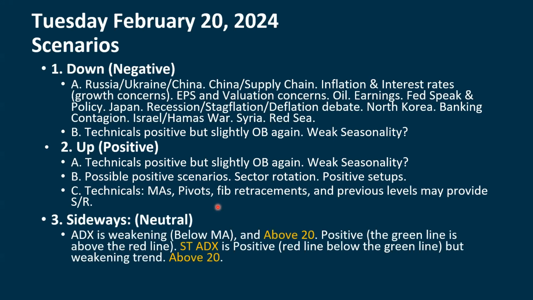Okay. The one area that we're not going with right now is the sideways trend, because even though the ADX is below its moving averages, suggesting that the trend is weakening, we're still above 20, suggesting that we are in a trending environment, and the green lines are on top, so that trend is positive.